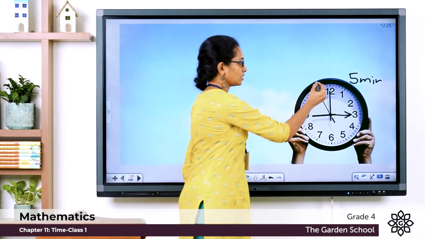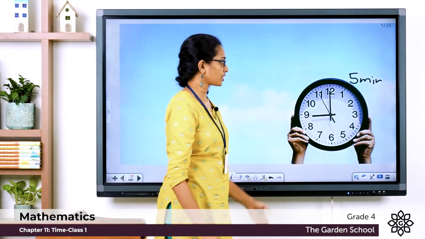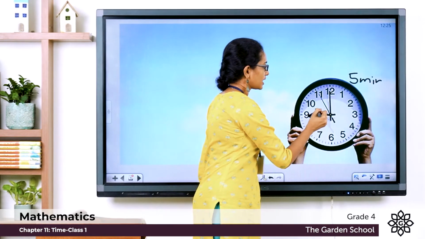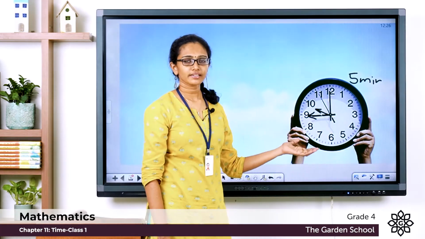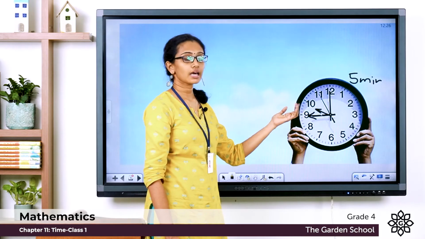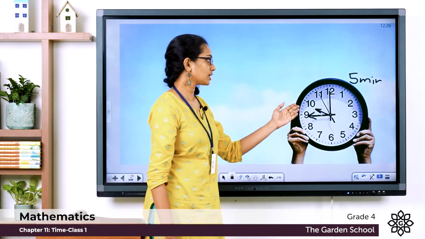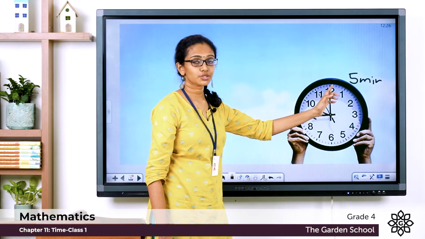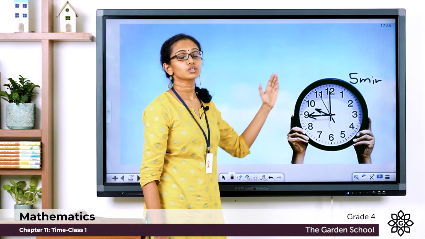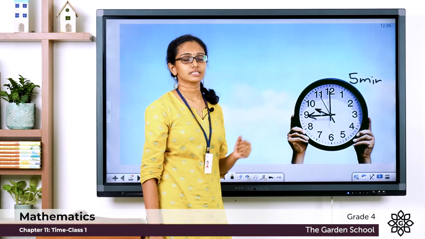Now, suppose the minute hand is pointing towards the number 9 and the hour hand is between 9 and 10. So right now the hour hand is between 9 and 10 and the minute hand is on 9. So what is the time? It is 9:45, or there are 15 more minutes to become 10 o'clock. So you can say it is quarter to 10, which means there are 15 more minutes to become 10.